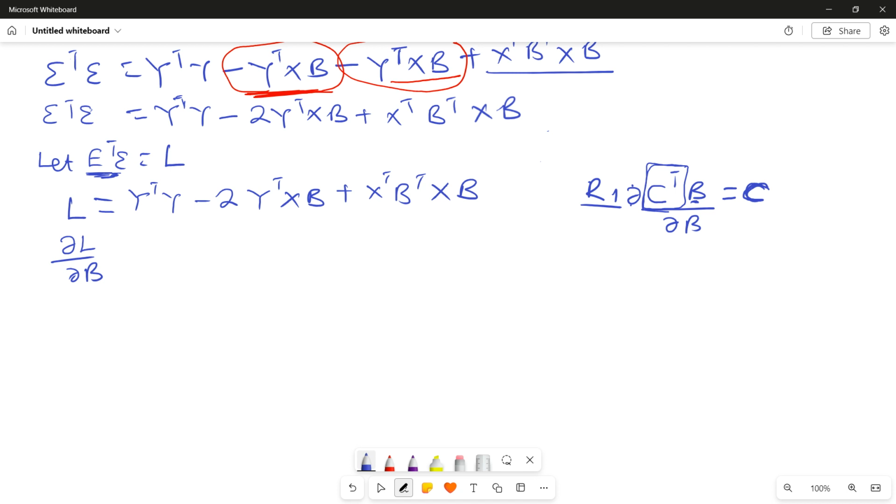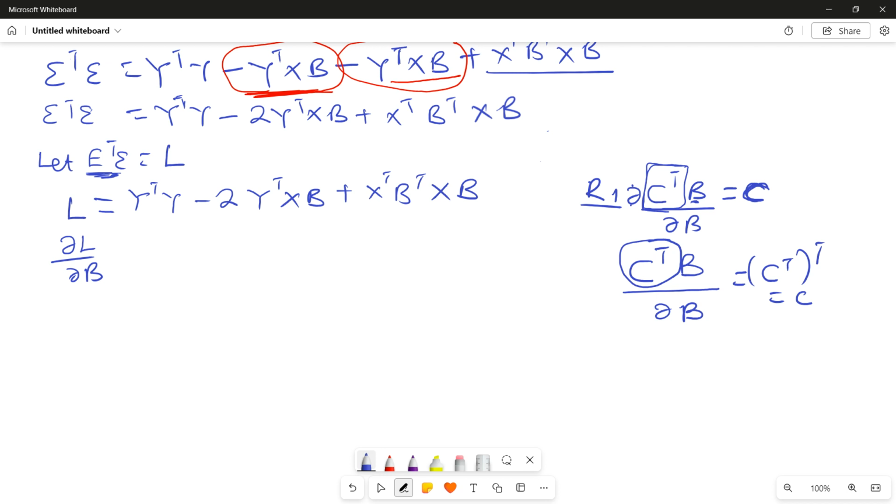Let me explain it again. Rule number 1 states that if I've got a vector C transpose multiplied by another vector B, and we want to differentiate this with respect to vector B, the answer will just be C transpose transpose, which is just C. So the answer will be the transpose of the other guy, and we know that if we take the transpose of C transpose, we get C. Now maybe you're wondering, what is the application of this?